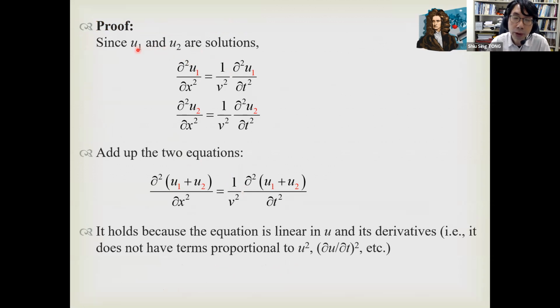Since U1 and U2 are solutions, we can separately write down the two equations using these two solutions, and we can simply add them up. Because the derivatives are distributive, the derivative separately acts on U1 and U2 inside the bracket, and the same for the right-hand side. I can obviously see that the sum U1 plus U2 satisfies the wave equation. So U1 plus U2 is also a solution.